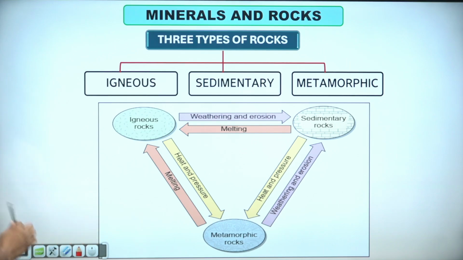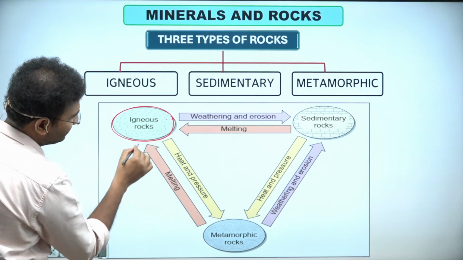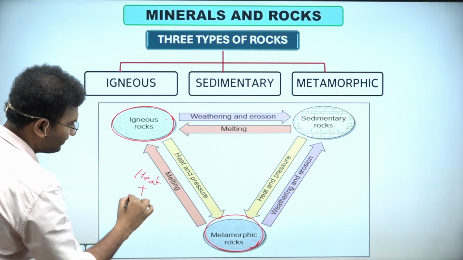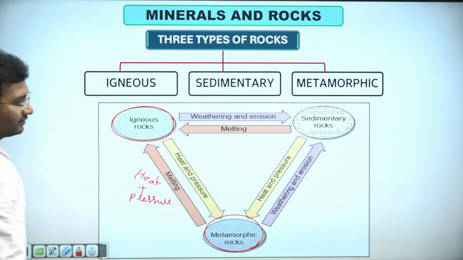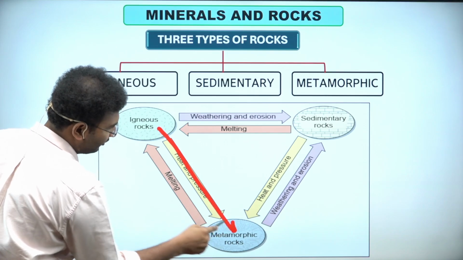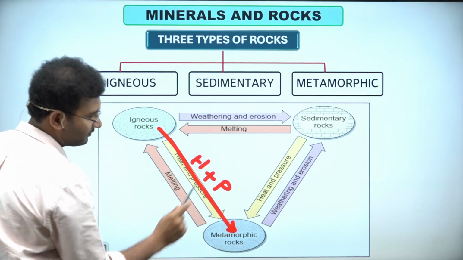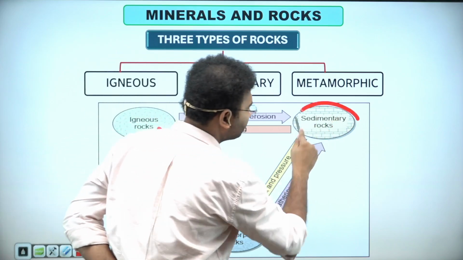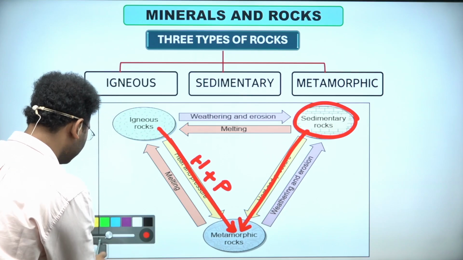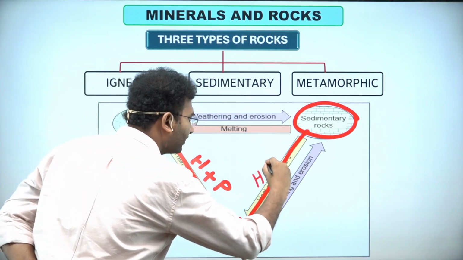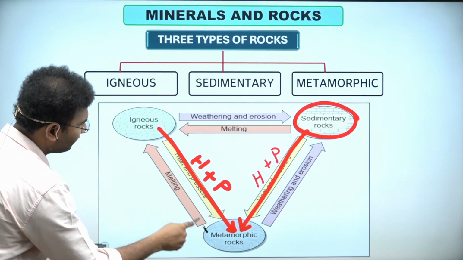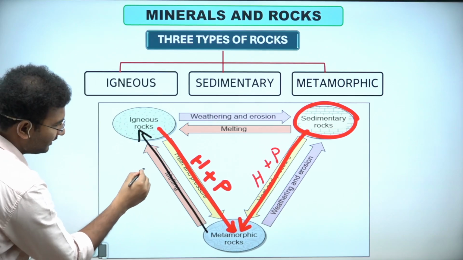Look here. You have an igneous rock. Can you convert this igneous rock into a metamorphic rock? Yes. You give heat plus pressure. I am trying to convert igneous to metamorphic, you give heat plus pressure. Next, can I convert a sedimentary rock into metamorphic rock? Yes. All I need to give is heat or pressure. Next, can I convert a metamorphic rock into igneous rock? Yes, I can convert by melting.